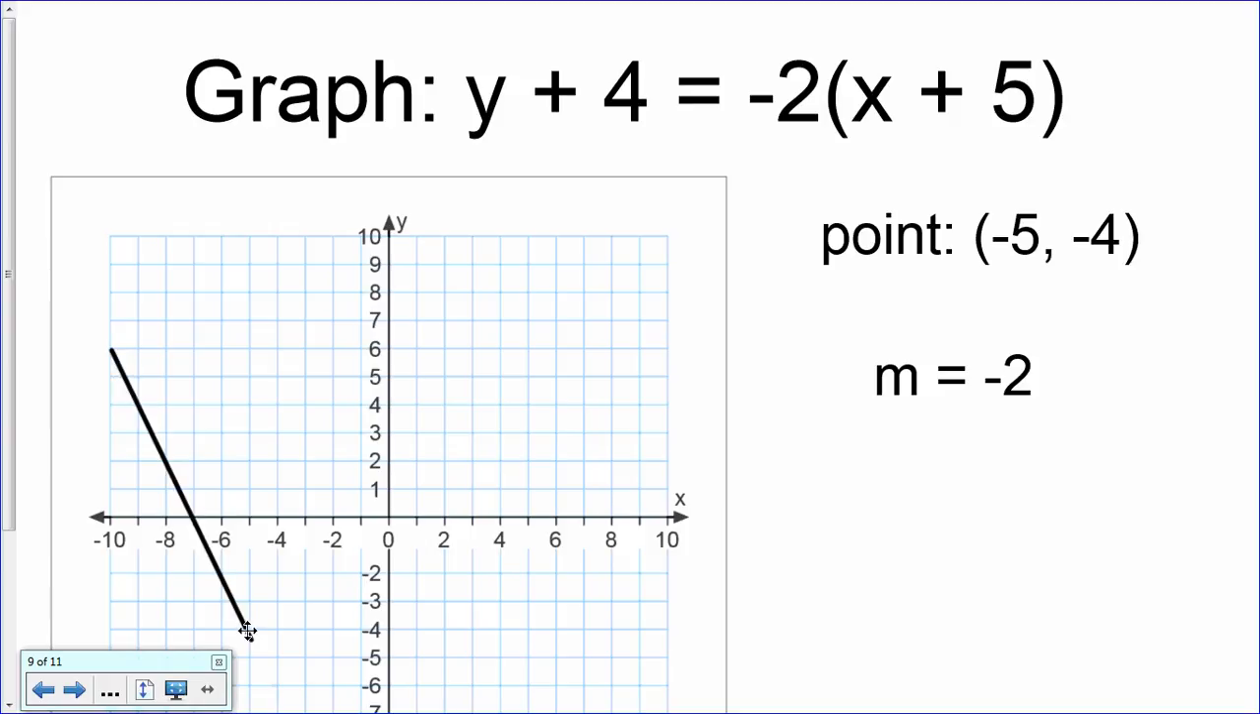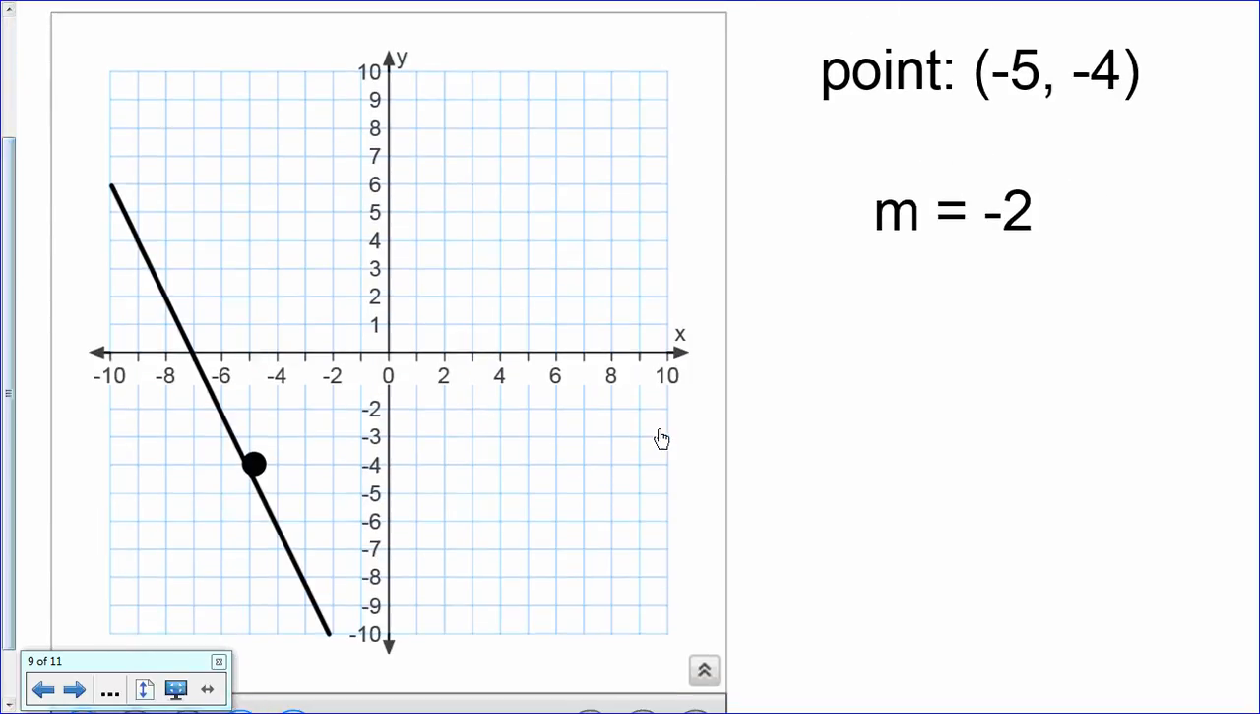Oh, it didn't want to give me a point. Just wants to give me a line. There it is. Now I need to do -2, so I can either go down 2 and to the right 1, or I could go up 2 and to the left 1, and draw my line. Okay, and this line, I'm missing arrows, so it should have some arrows.